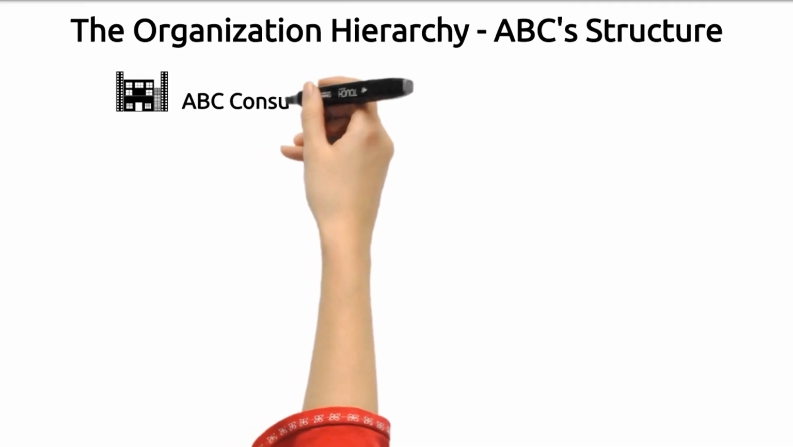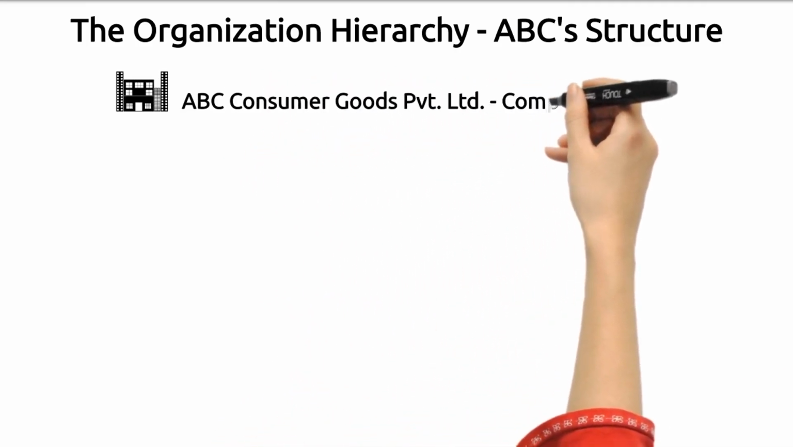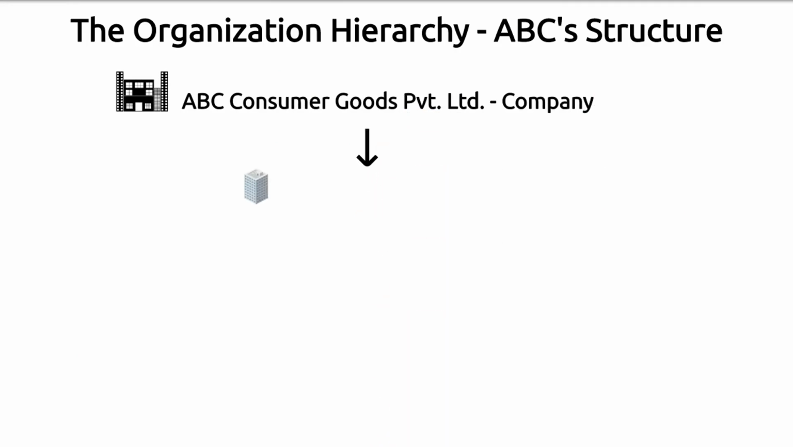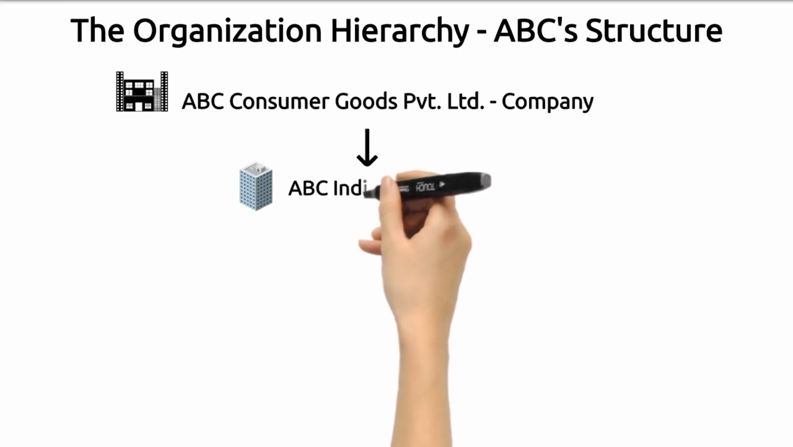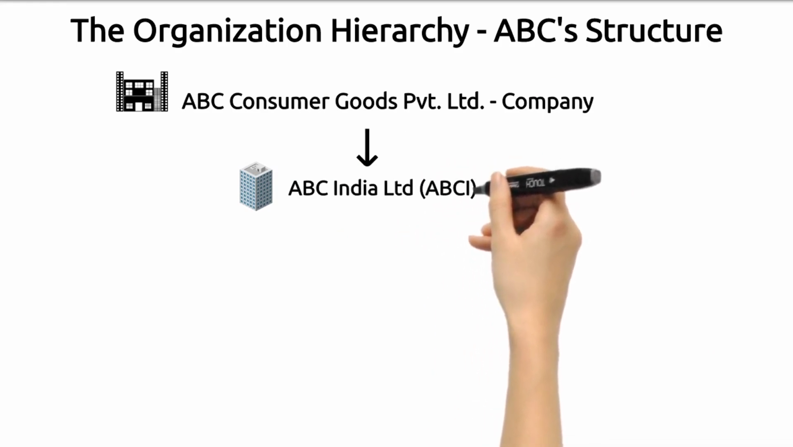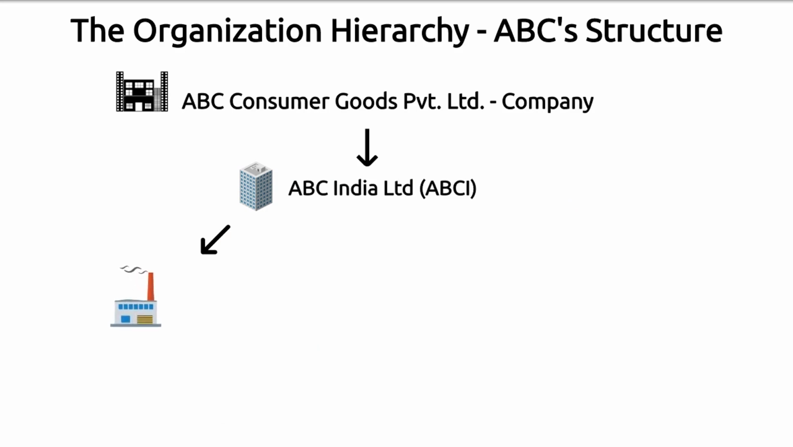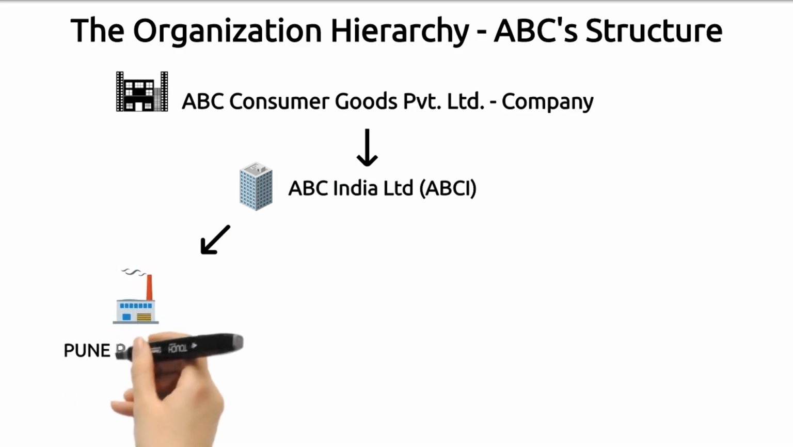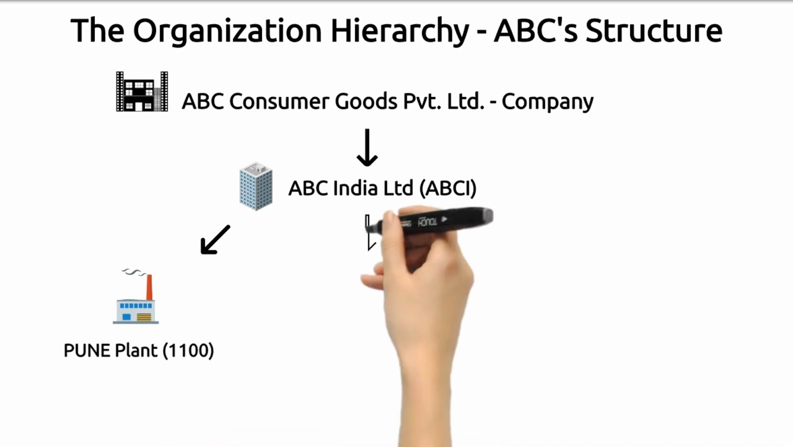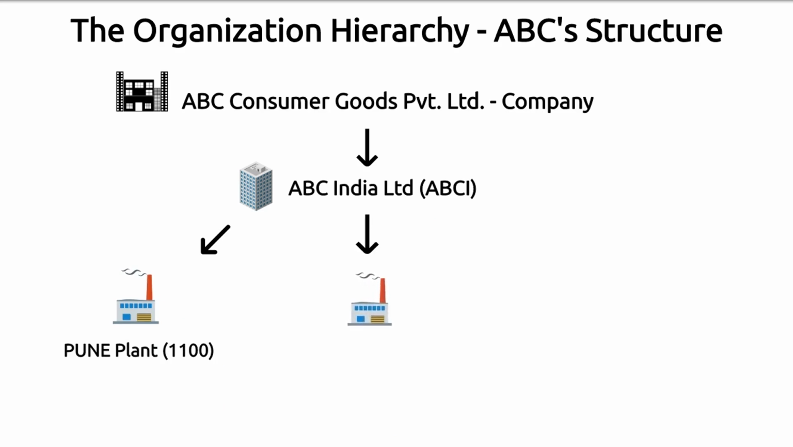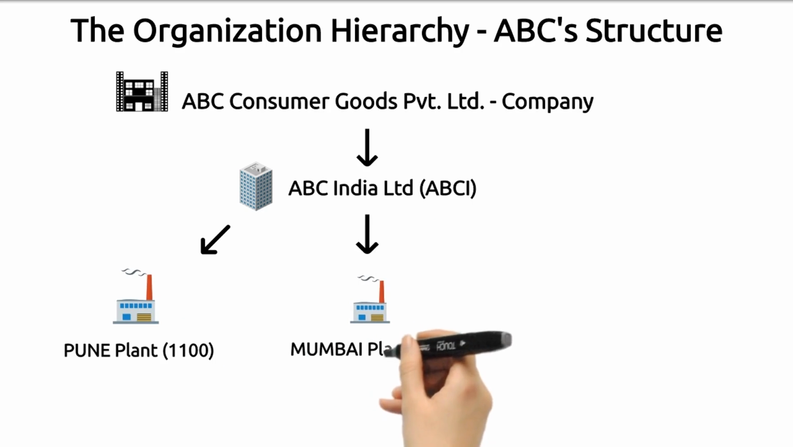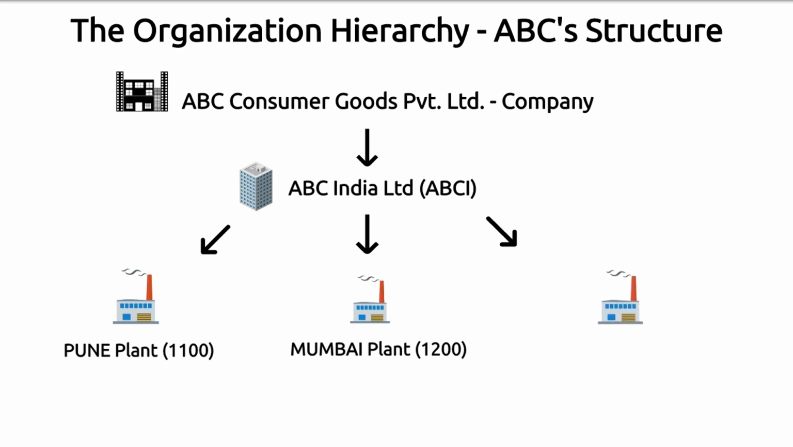Here's how ABC Consumer Goods' enterprise structure is organized in SAP. At the top level, we have ABC Consumer Goods. This is the company, representing the entire legal entity and organization. Below that is one company code, let's call it ABC India Limited, code ABCI. This is the legal entity for which financial statements are prepared. Now, under this company code, ABC has three plants. Pune plant, plant code 1100, the manufacturing facility. Mumbai plant, plant code 1200, the headquarters office. Nagpur plant, plant code 1300, the distribution center.